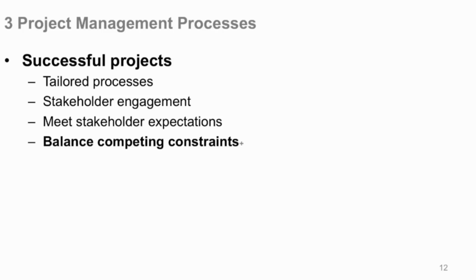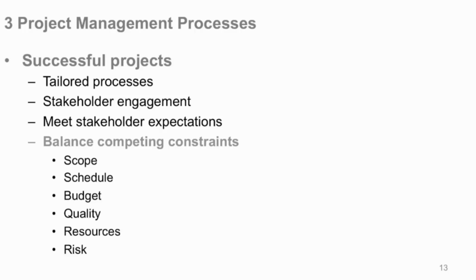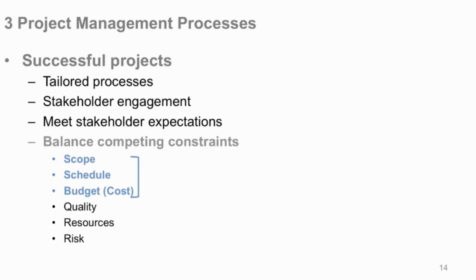And again, you want to balance these competing constraints, which are your triple constraint: your scope, schedule, and budget, or cost, and quality, the resources, here we're talking human resources or material resources, and risk. You've got to balance all those in order to have a successful project. And here again we show, just to remind you, that this is your triple constraint.